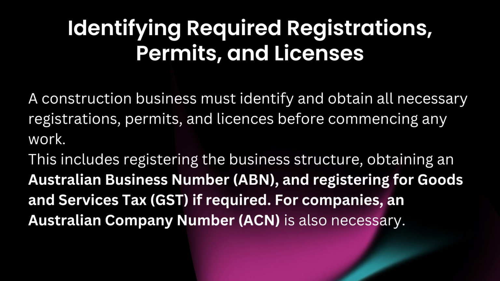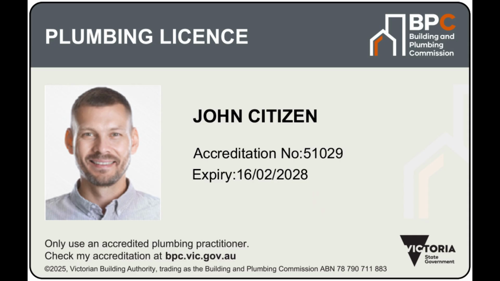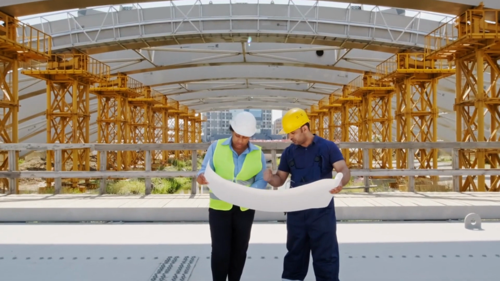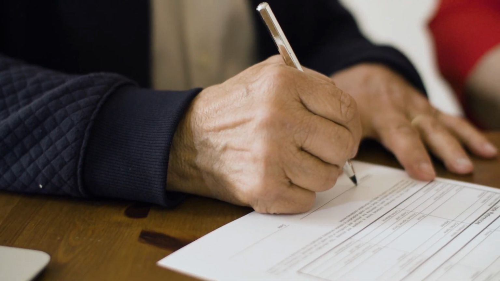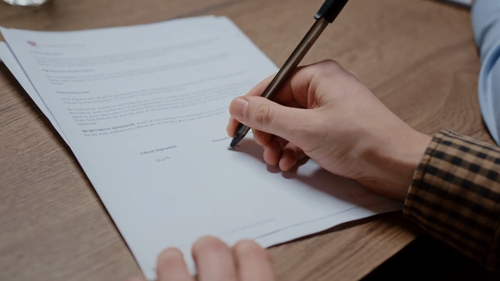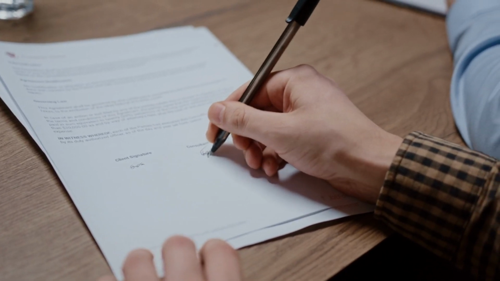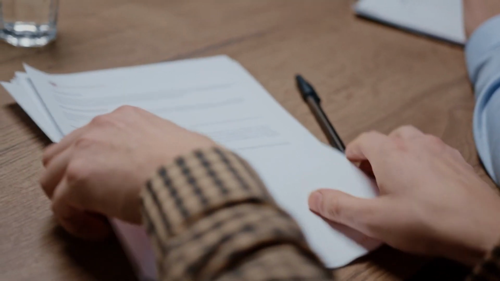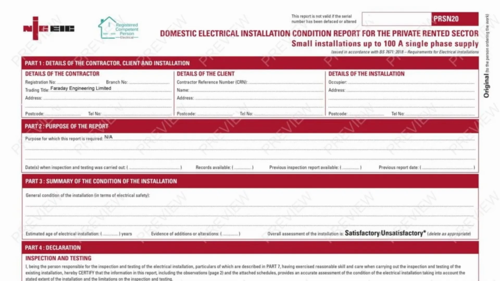Additionally, many activities within construction require specific practitioner licenses. Builders, plumbers, electricians, and certain specialised trades must be licensed under state-specific regulatory frameworks. Operating without the required licence is illegal and can result in fines, disciplinary action, or litigation. Building permits are another key requirement. A building permit must be issued by a registered building surveyor before construction begins. Various compliance certificates, such as plumbing certificates, electrical certificates, and waterproofing compliance documents, must be obtained at different stages of the project.